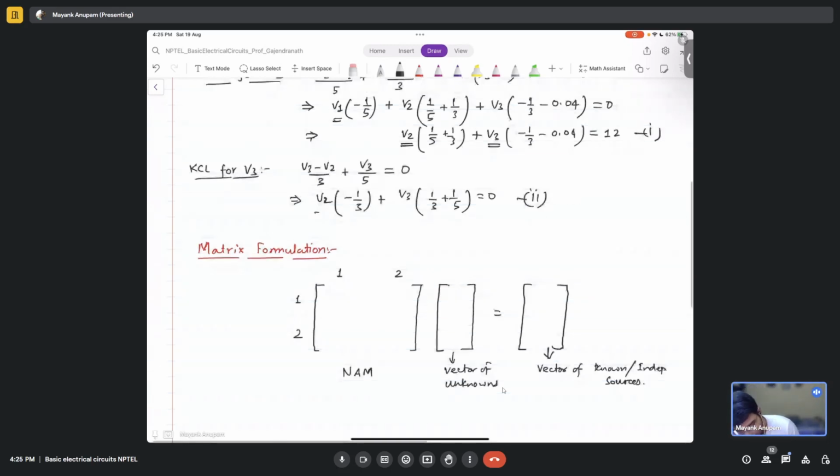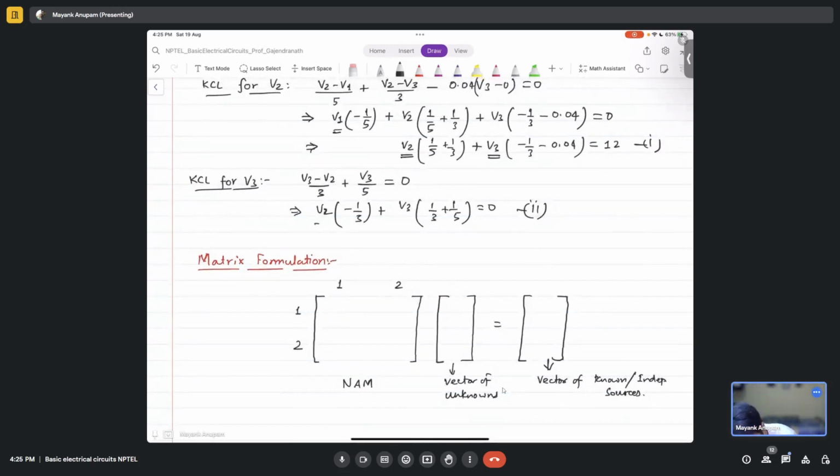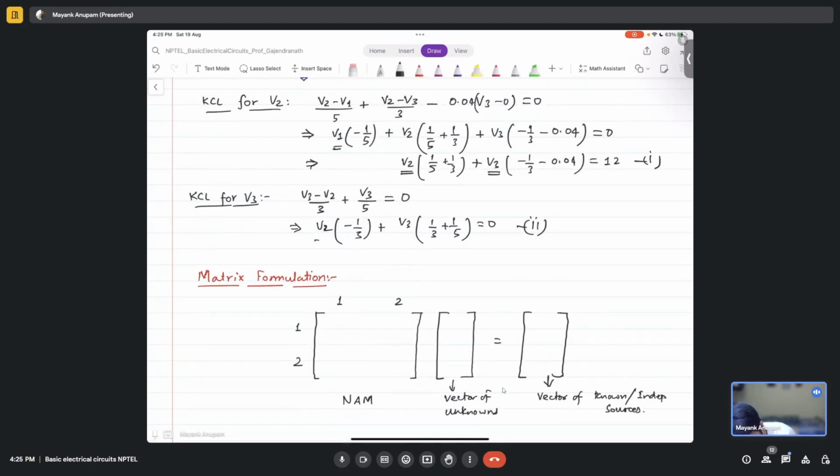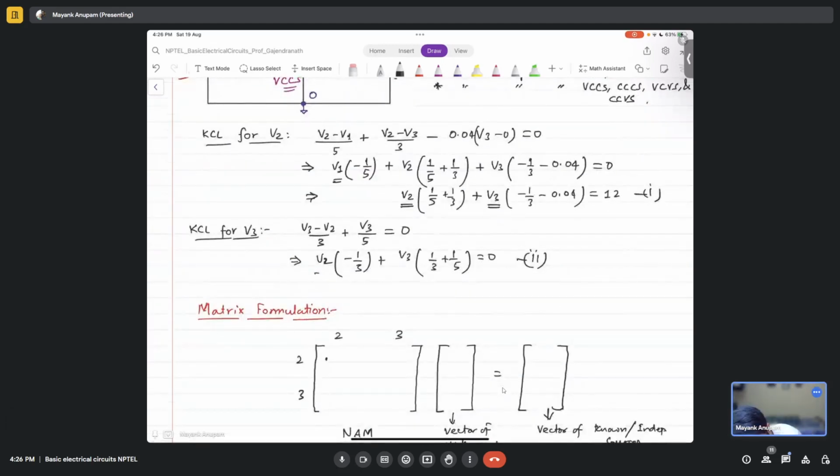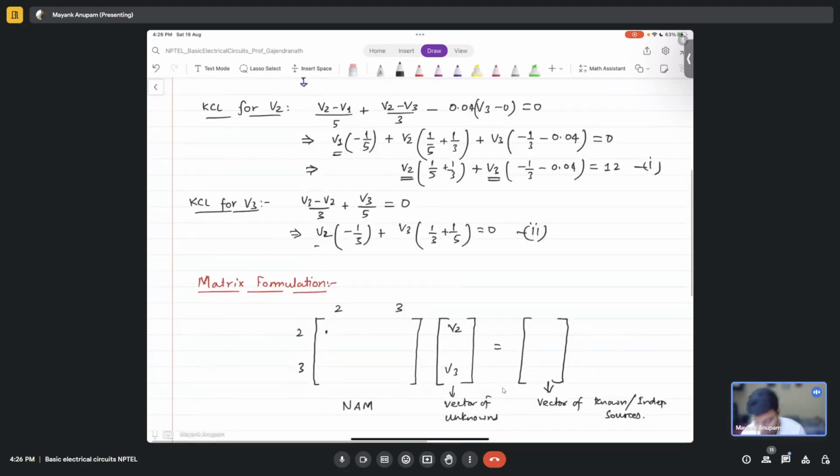We are taking node 2 and 3, so let's correct our nomenclature here. Let it be 2, this will be 3, 2, and this is 3. By the way, this is V2 and this is V3. Tell me what will be the first entry here, the 2 comma 2 entry? 8 by 15. Anything else?